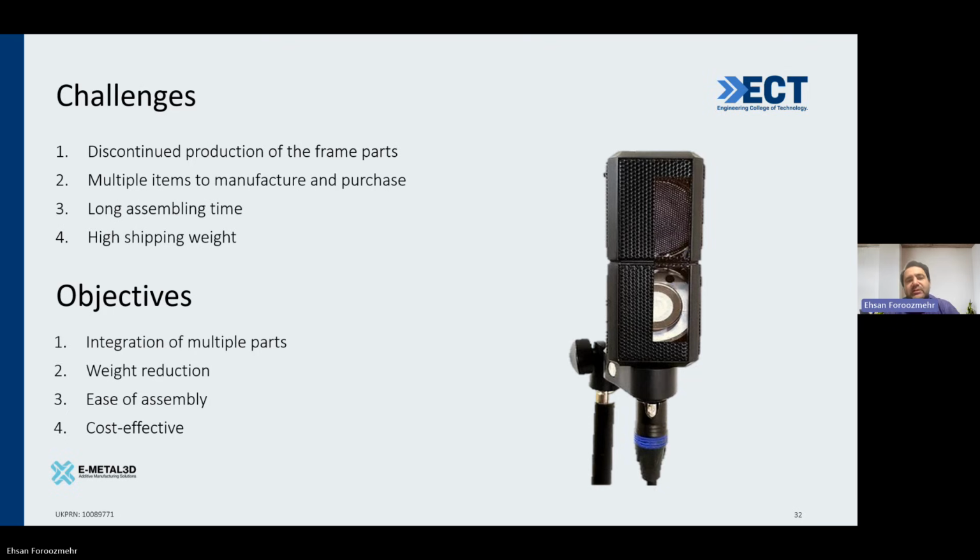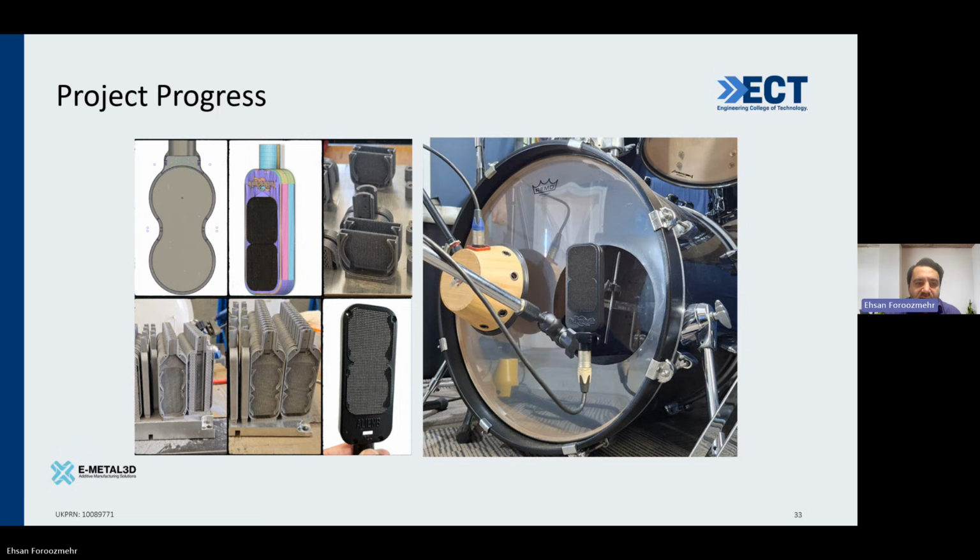So that has been the challenges. The objective was integration of multiple parts, weight reduction, ease of assembly, and cost effectiveness. The left picture shows different trials. We started with a design like this, but they didn't like it, so they asked for a straight design. So this is the initial design.